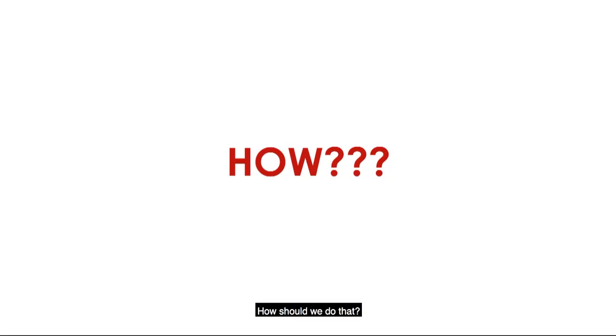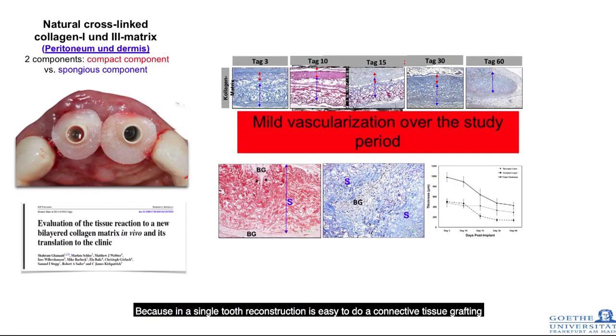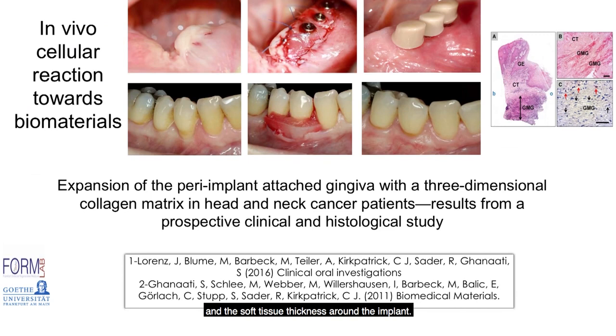Now, how should we do that? In single tooth reconstructions it is easy to do a connective tissue graft, and we insert it with an envelope technique, a tunneling technique, or a pinhole technique, minimally invasive, and increase the soft tissue thickness. Nevertheless, in full arch reconstructions it will be more difficult. That is why we started to use matrices which are out there on the market, and which are proven to increase the soft tissue quality and the soft tissue thickness around the implant.